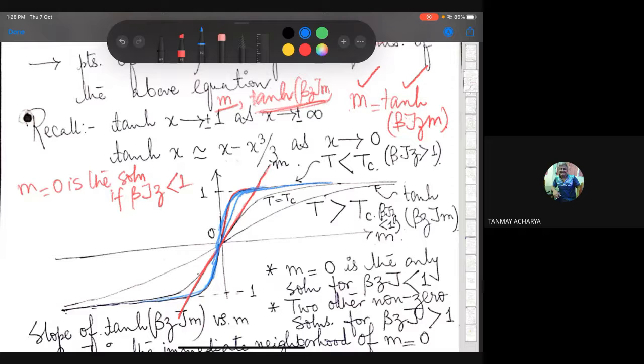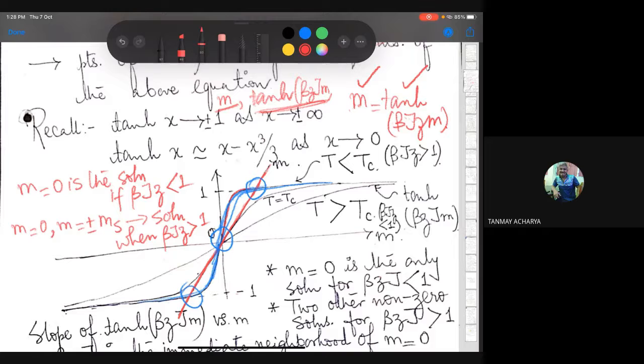So how many intersections are there? 3. So therefore, there are m equal to 0 and m equal to plus minus some number. Let me call it ms. These are the solutions when beta jz is larger than 1. Fine?